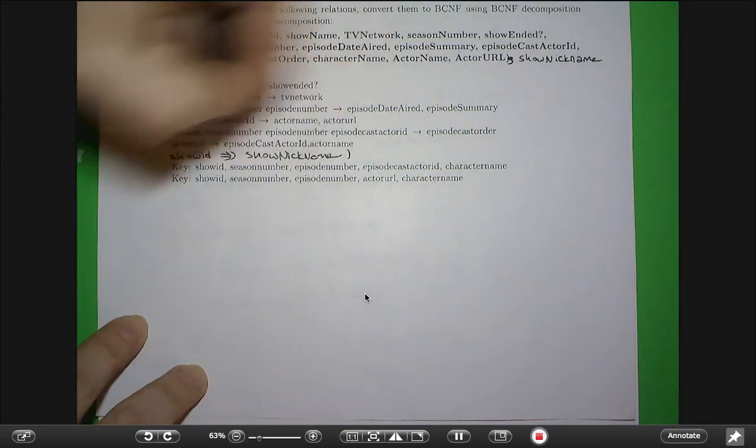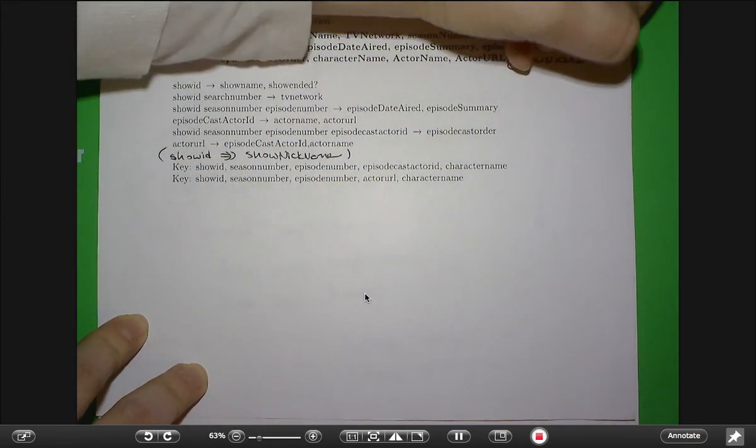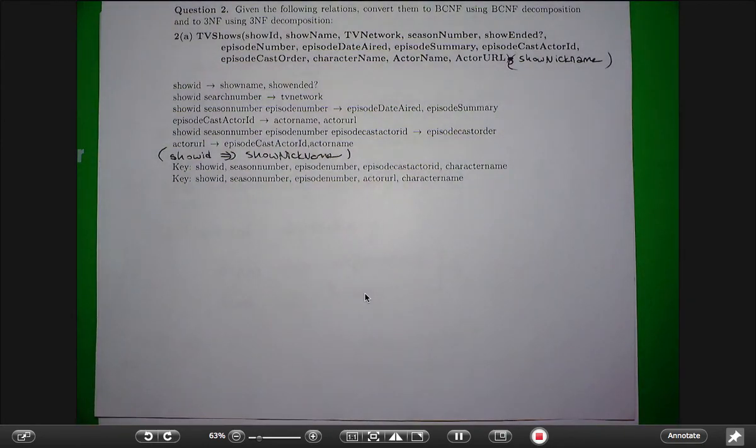So I'm going to put this here in parentheses. You should think about what happens if you were to have that. Okay? I'm not going to do the multi-values, but think about what happens. All right, so we're going to do the third normal form decomposition.